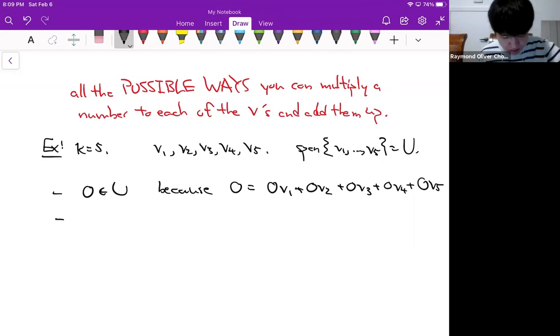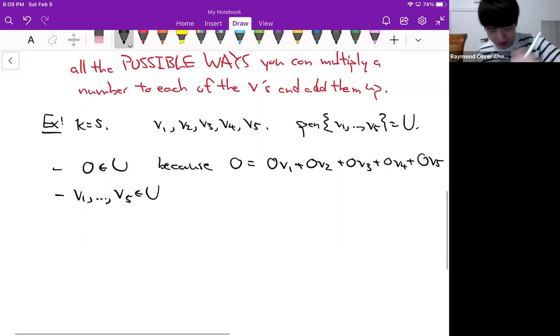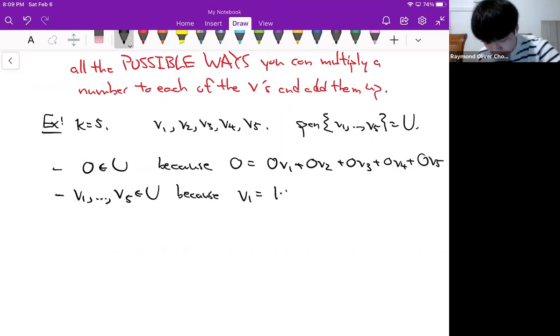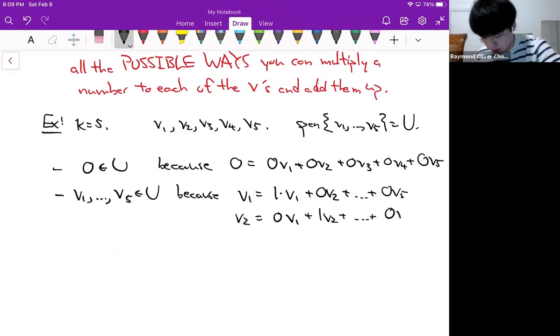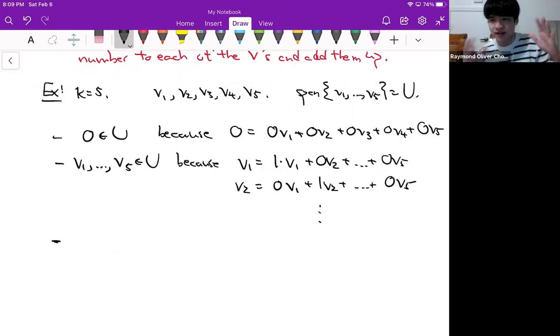Okay, next, V1 up until V5 are all in U. Well, they kind of have to be. For example, V1 is 1 times V1 plus 0 times V2 plus and so on up to 0 times V5. V2 is 0 times V1 plus 1 times V2, and so on. So each one of the things in the set that you're looking at the span of must be in the span of that set, right? Otherwise it wouldn't make any sense, right?